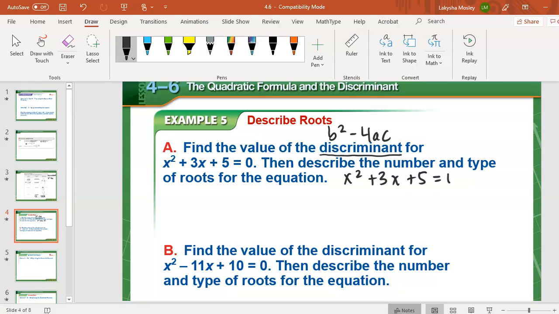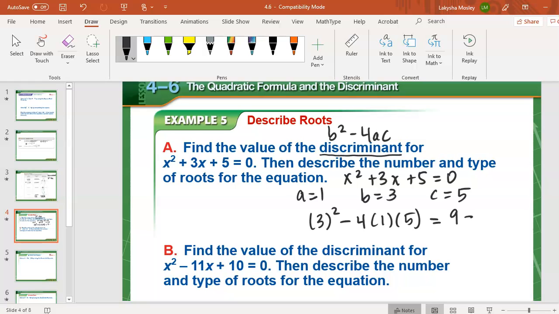Move pretty quick. So right here I'm going to start listing what my values are. So a is equal to 1, b is equal to 3, c is equal to 5. Very carefully I'm going to just start plugging it in. So I have b, which is 3 squared minus 4, a is 1, and c is 5. Now I'm going to calculate that. So I got 9, put my minus, and I like to do my multiplication here. So this is a 20.